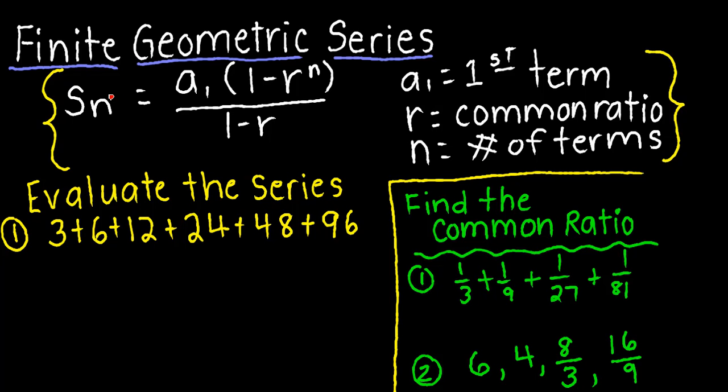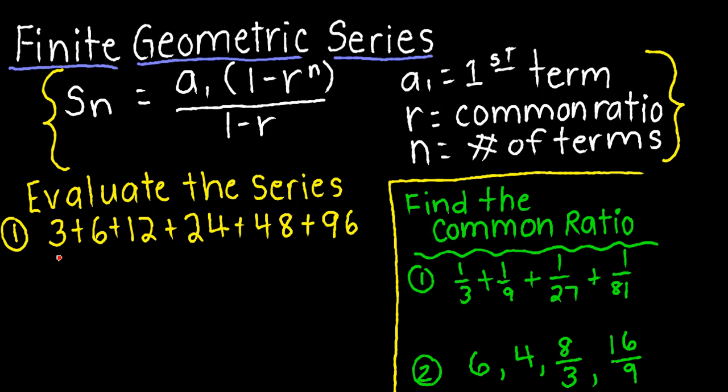The first symbols on the left represent the actual thing that we are looking for, which is the sum of all of the terms. On the right, this is where we have to have three things in order to fill it in. We need A1, which is the very first term. We have to have R, and that is your common ratio. And then we have to have N, which is just the number of terms that you're going to have. And again, since it's a finite series, there will be a number of terms.